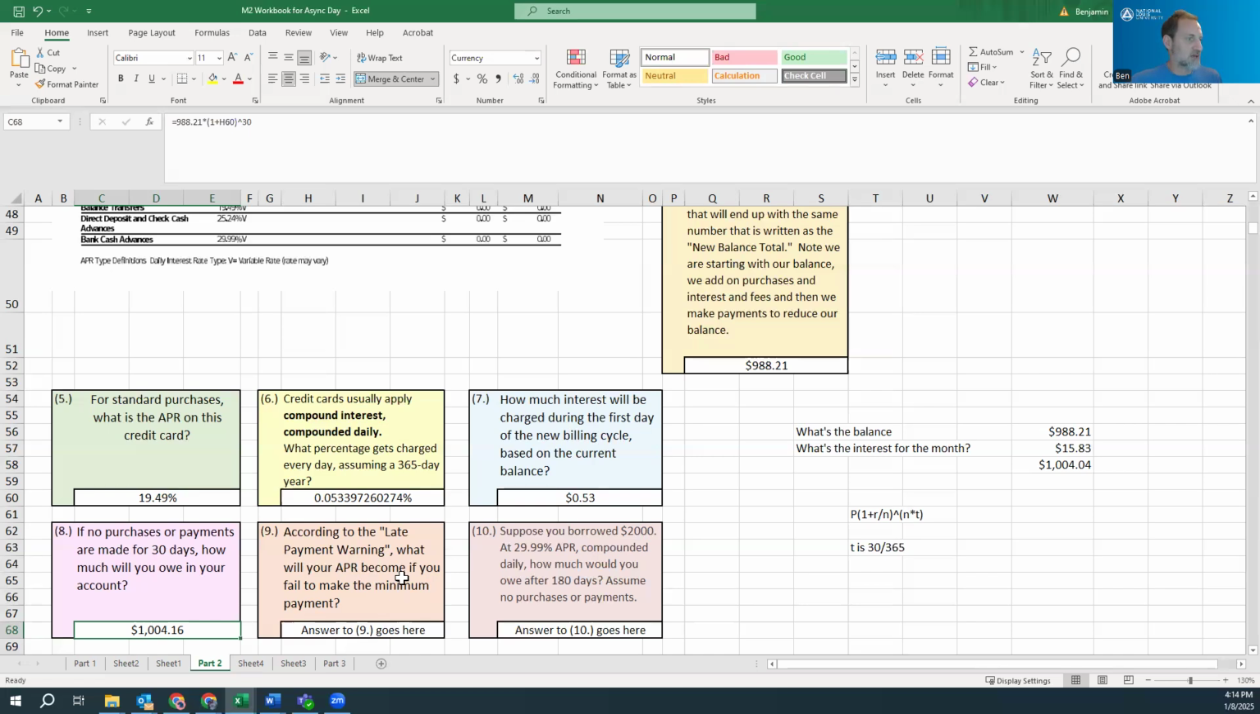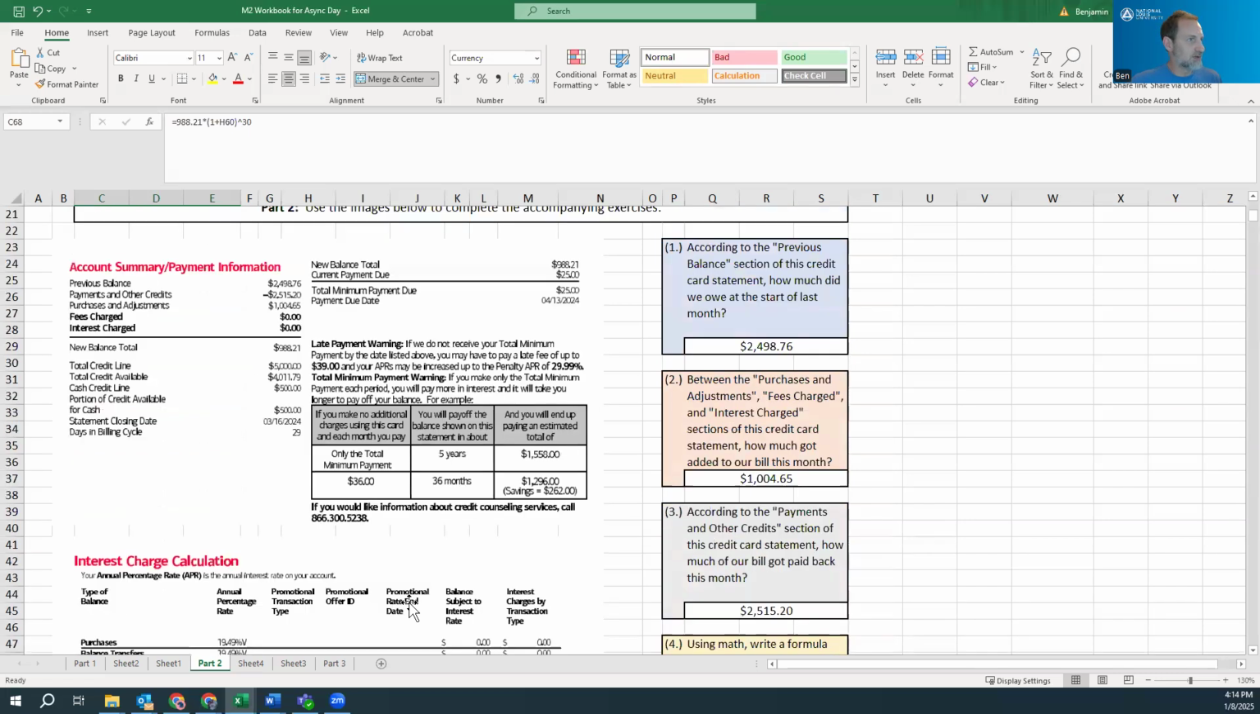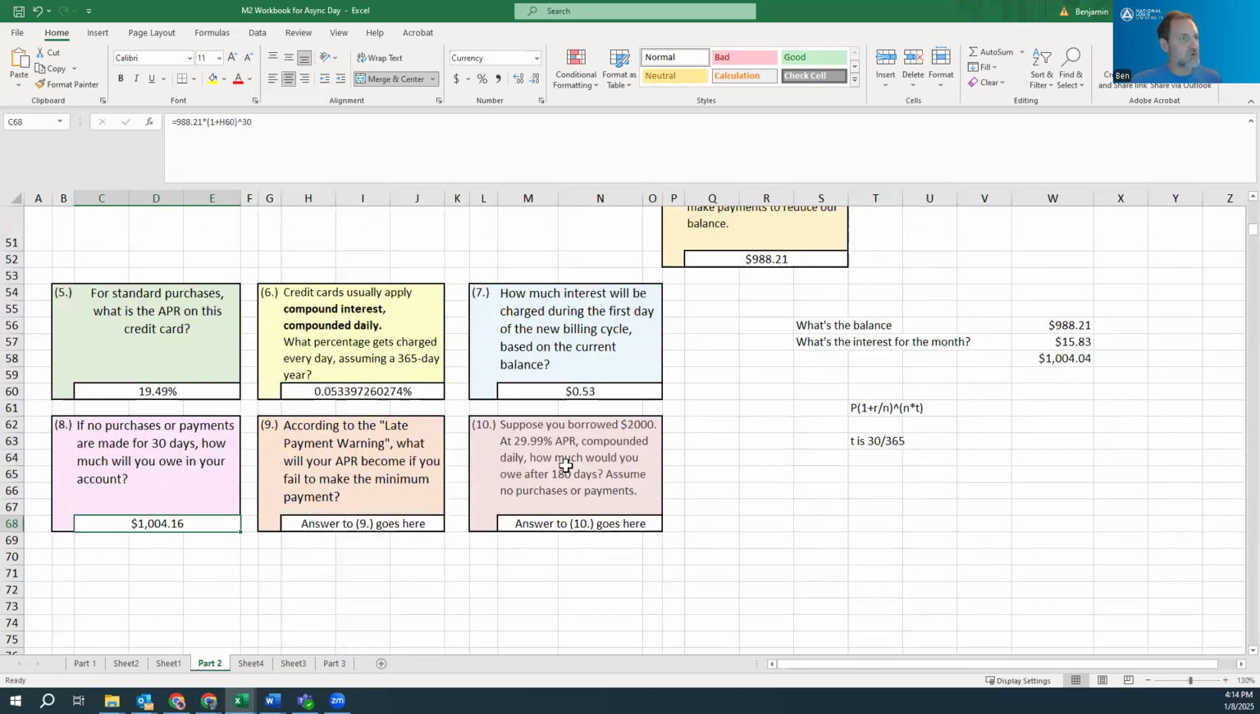What's my APR going to become if I fail to make the minimum payment? I'm going to leave that up to you to read carefully because it says it in here. And then this one, 2,000 at that interest rate, compounded daily, how much do I owe after 880 days? I'll leave that up to you because it's very similar to how we did number 8 here. All right, I'm going to stop there, get that posted, and then we've got one more sheet to do.